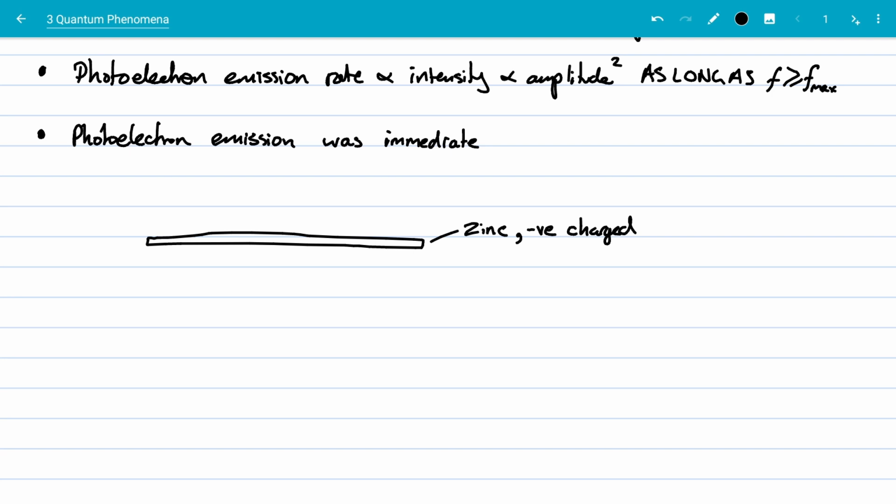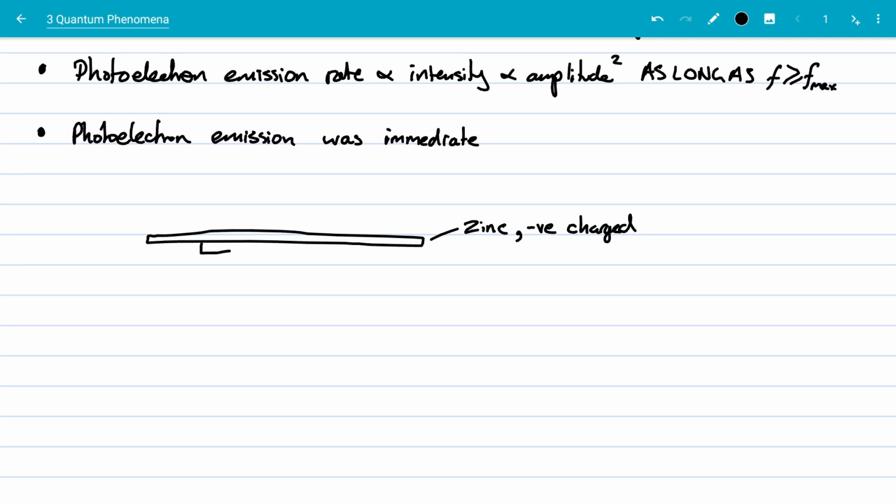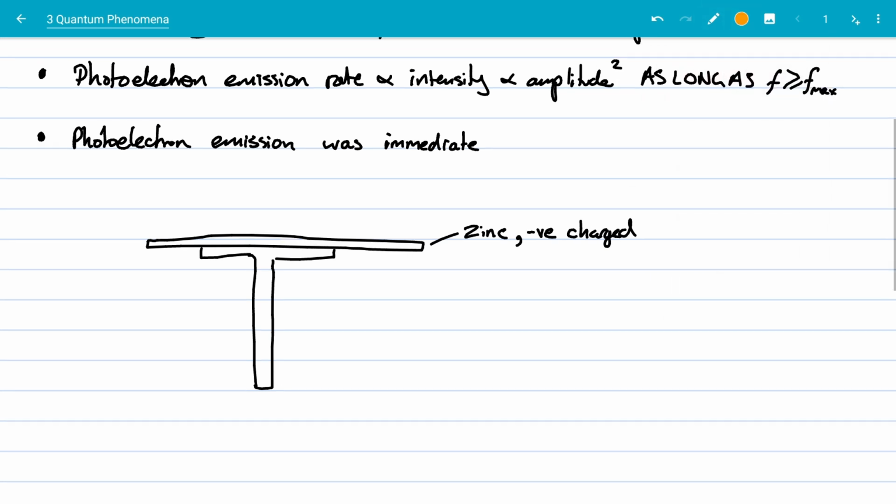And what we can do is we can place that on something called an electroscope. So an electroscope has a rod that goes down the middle like this. And this is a gold leaf electroscope, which means attached to this is a piece of gold leaf, which usually hangs down straight like that.